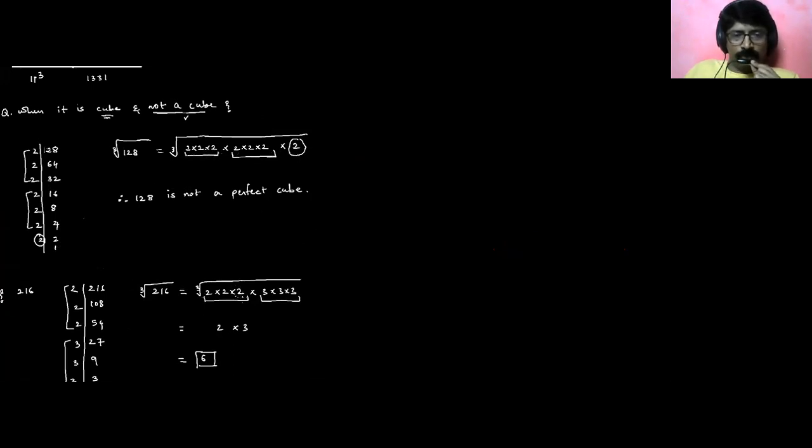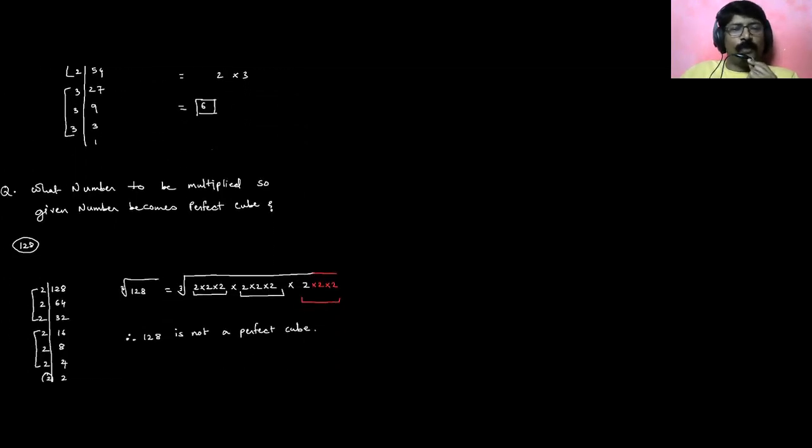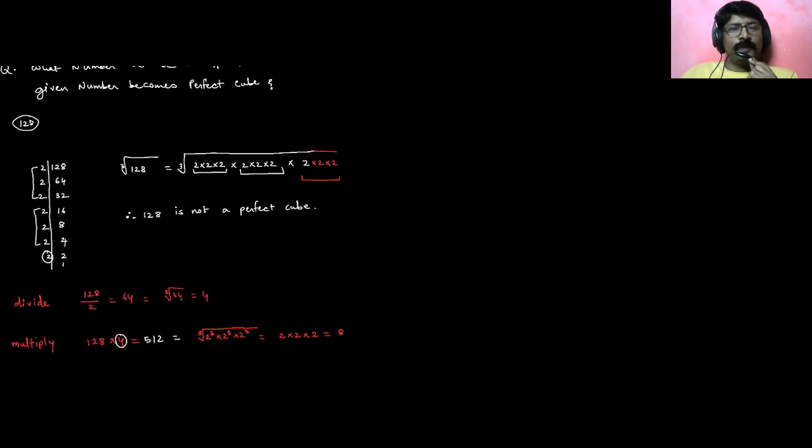Like यहाँ पर देखो 2 का एक group है, 3 का एक group है, so 2 into 3 it becomes 6, isn't it? So that becomes a perfect cube. But if there is any extra number, then it is not a perfect cube. That was concept number one. Now, what is the concept number two? What number should be multiplied or what number should be divided so that it becomes a perfect cube?